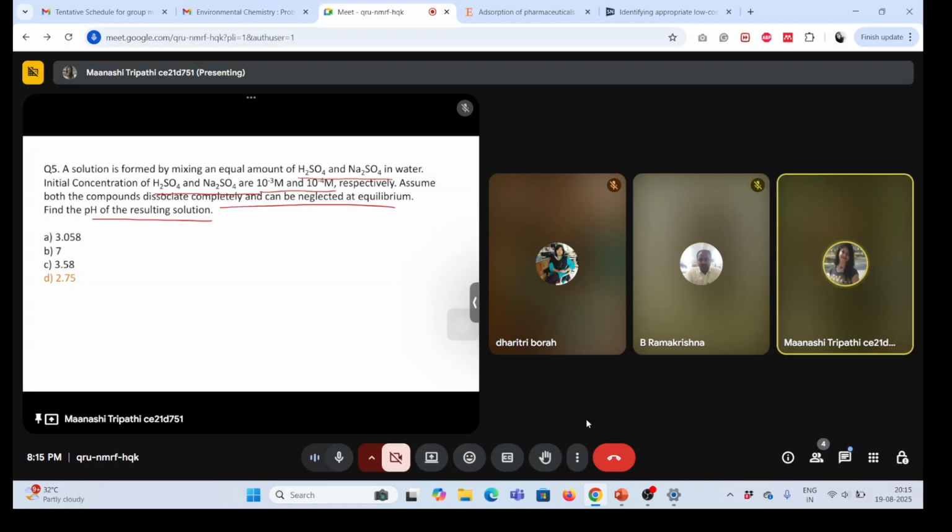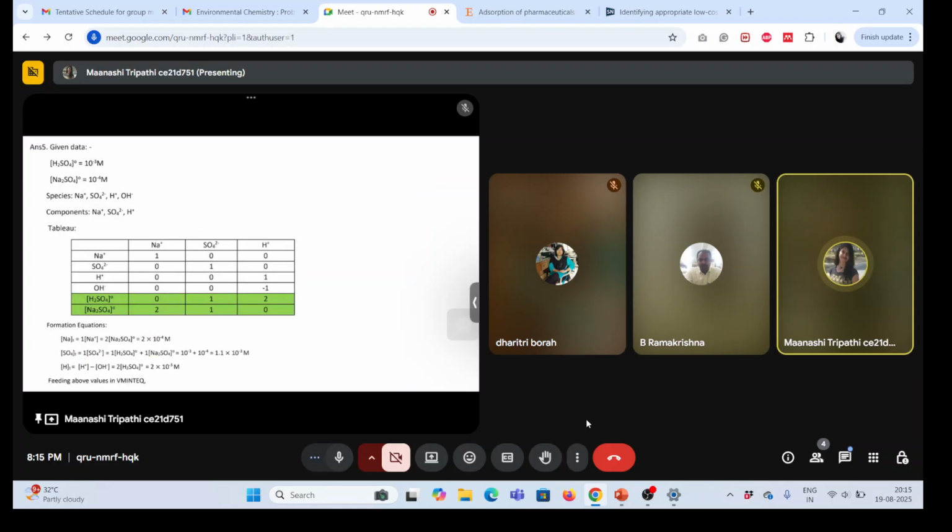So the answer that you can see here is 2.75. How did we get that? H2SO4 naught is 10 raised to power minus 3 and Na2SO4 naught is 10 raised to power minus 4. These are the species and these are the components, so we will be forming a tableau.